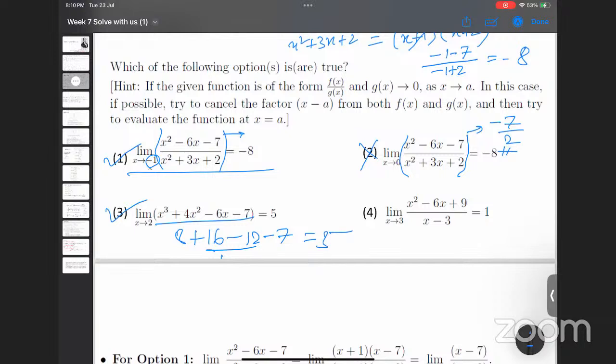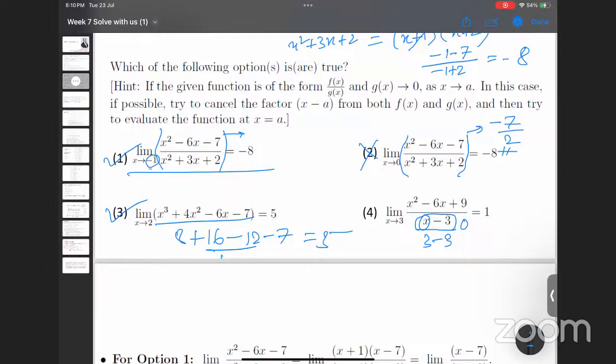Now let's look at option 4. You can see here we have a factor x minus 3. So if we directly put 3 instead of x, then it will be 3 minus 3, right? So we will get 0 here. So this is a problem. Now we have to do something so that we can remove the problem, right?